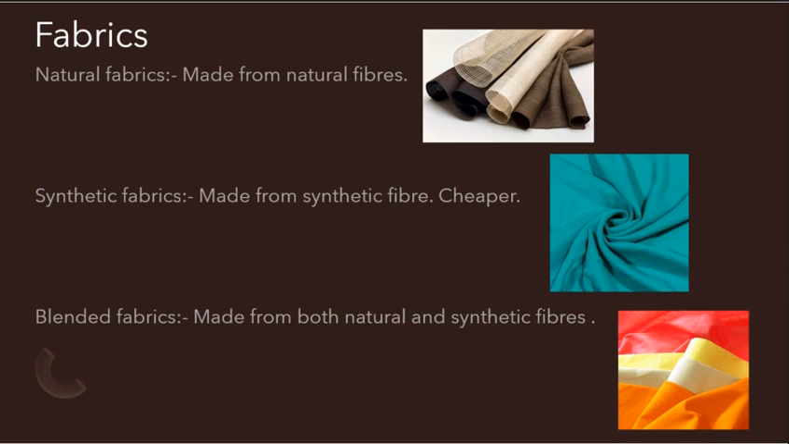Synthetic fabric. The fabrics which are made from synthetic fiber are called synthetic fabric. They are cheaper than natural fibers. Example: silk cocoon and silk cloth. This is the process of how silk cloth is made. Silk was first made in China in 3000 BC.